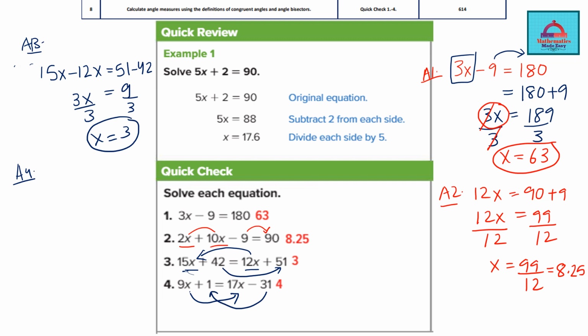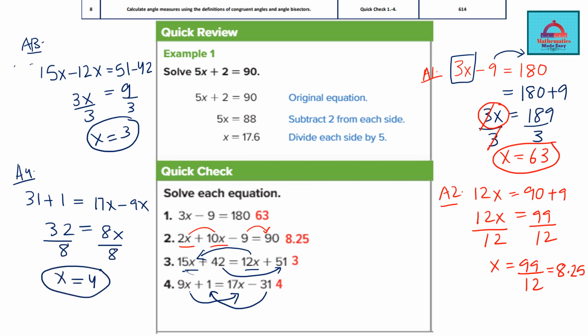So what does it become? 31 comes on the other side, becomes positive. So 31 plus 1 is going to be equal to 17x minus 9x. Sign is changed. So this is going to be 8x equal to 32. Divide by 8 both sides. So x is going to be 4. That's your answer. Very, very simple. We are just solving for x here.